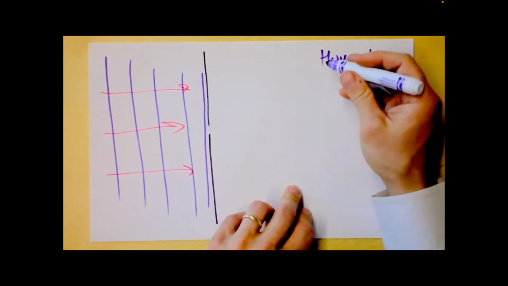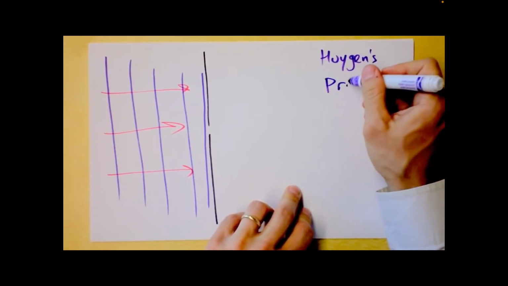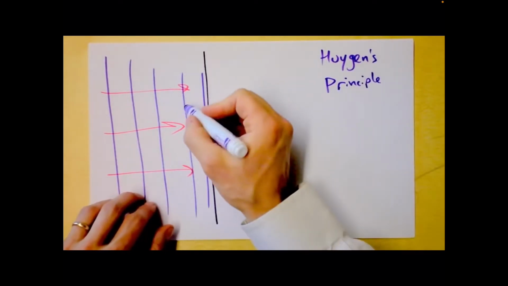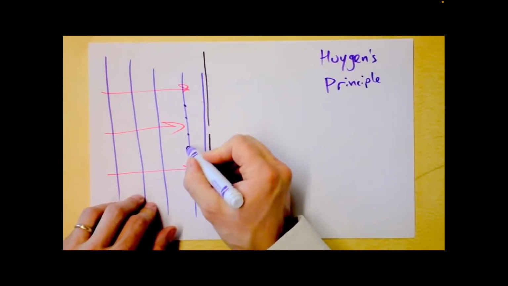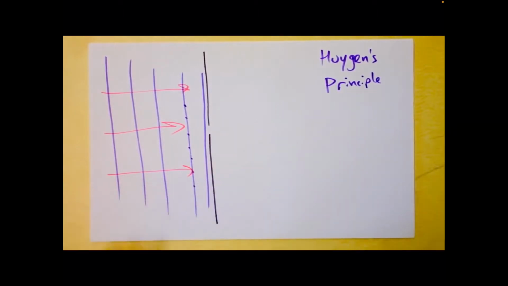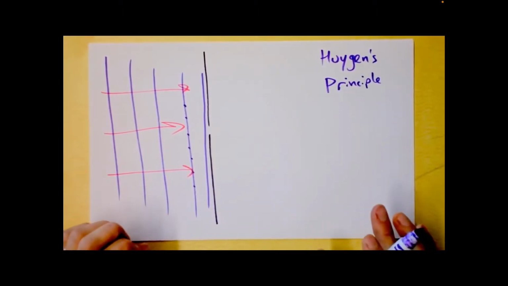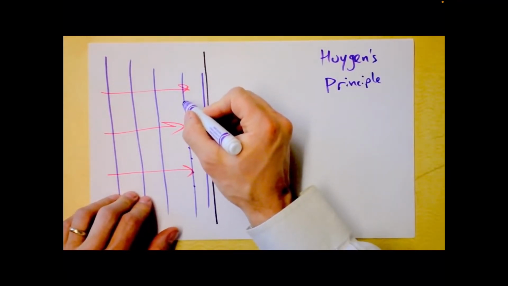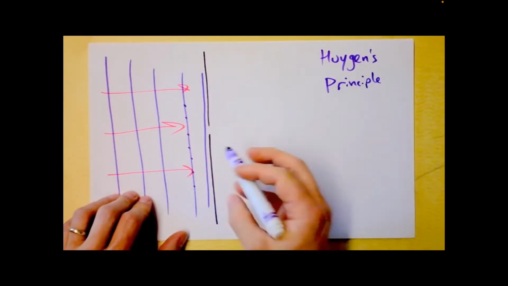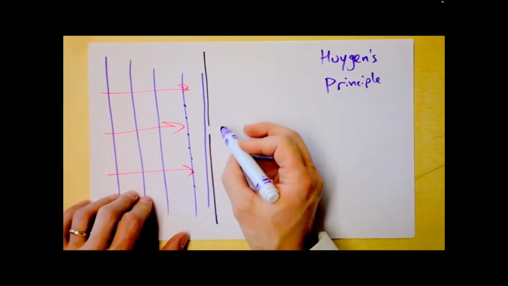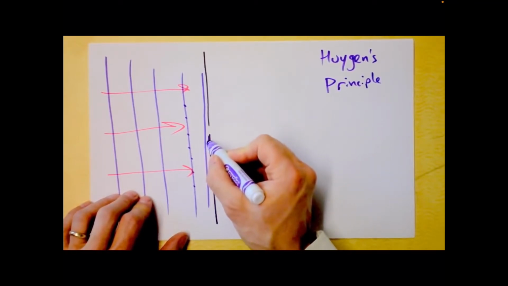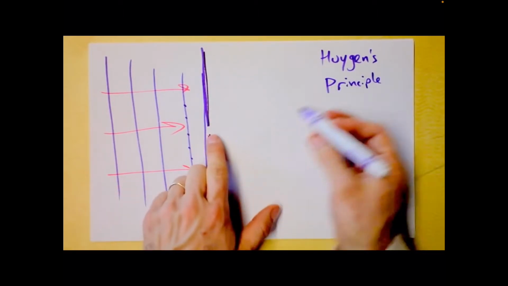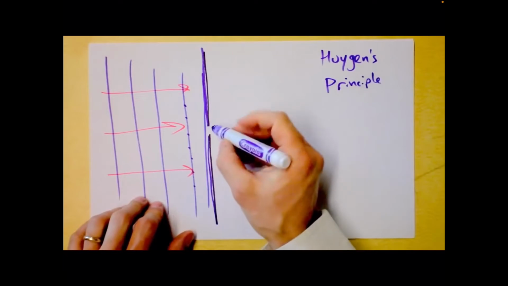Huygens. This is Huygens' principle, and he says, this is extremely profound, that every point on a wave front is a source of spherical waves at all times. So every point on this wavefront here is creating a new spherical wavefront. What's happening as we reach this barrier is that all of the wave here is being blocked, and all of the wave here is being blocked, so we're able to actually see Huygens' principle at work.